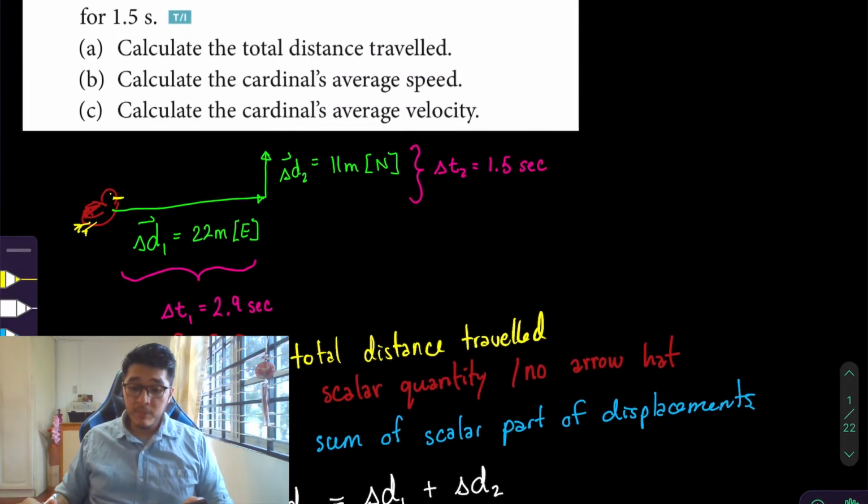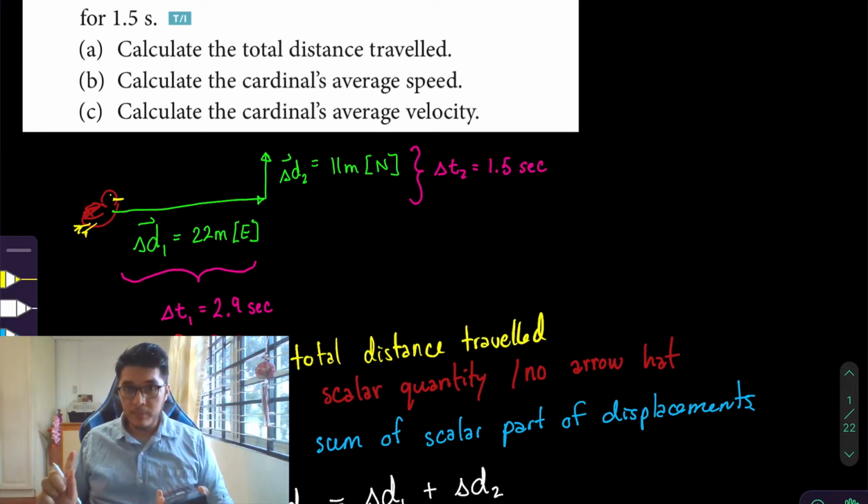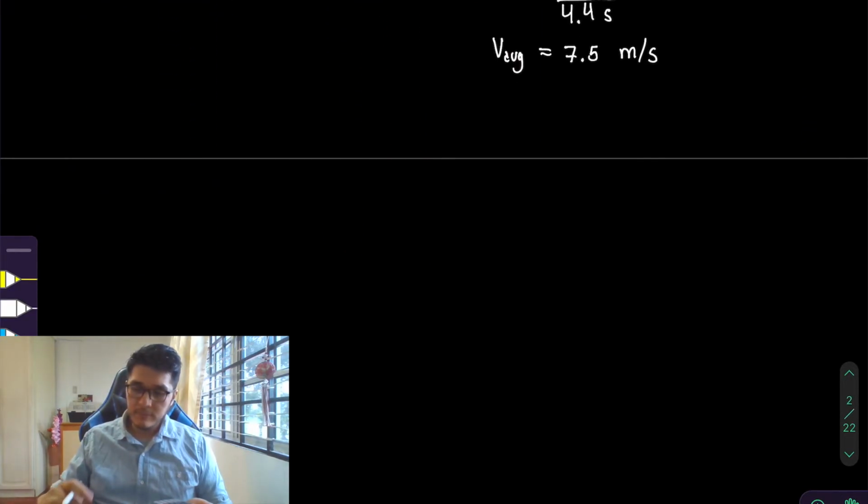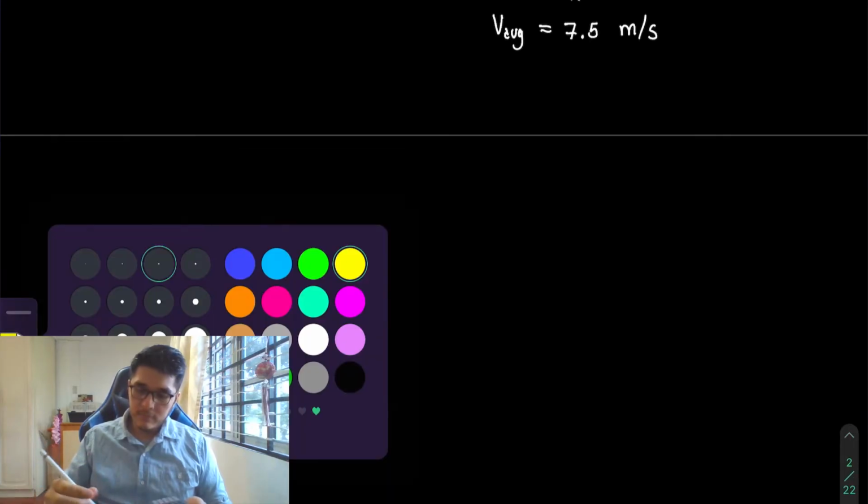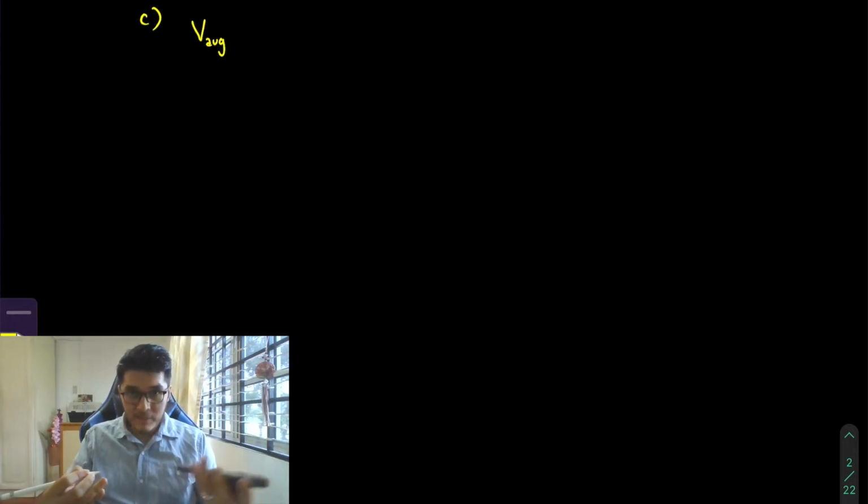Now there is part C. This is the part that you should stay tuned for, so don't run away yet. It's not so easy. This is actually the hard one. For part C, they want us to calculate the cardinal's average velocity. Now for the average velocity, the notation that we have is V average, but that's the same as the average speed. But to distinguish it, because this is actually a vector quantity, you need to include the arrowhead on top.